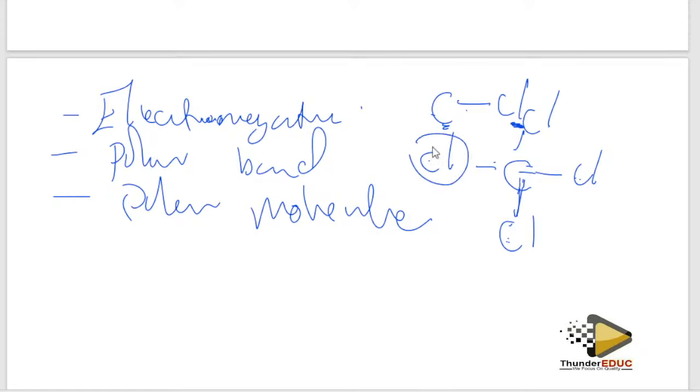Why? Because the force from this side and the force from this side, they cancel. Therefore, it leaves the electronegativity in this molecule to be 0. Hence, we shall say that the molecule is not polar, but the bonds between the atoms are polar. So you have to know what we call the polar bond and the polar molecule. How does a polar bond lead to a polar molecule? A bond can be polar while the molecule is not polar.